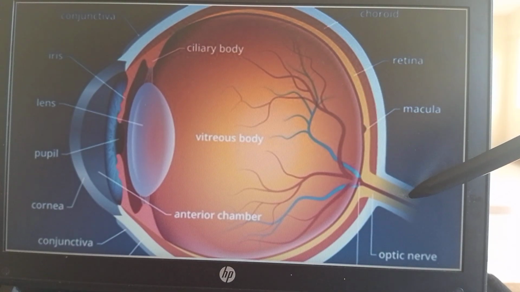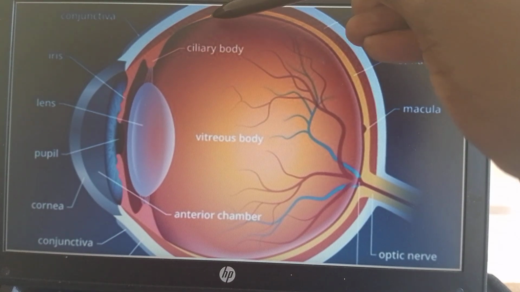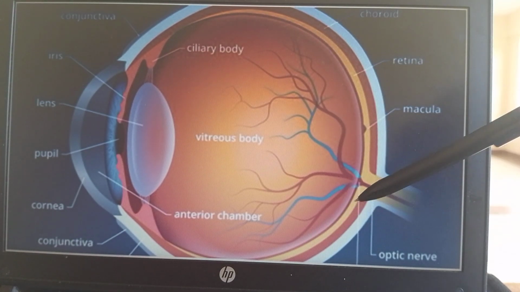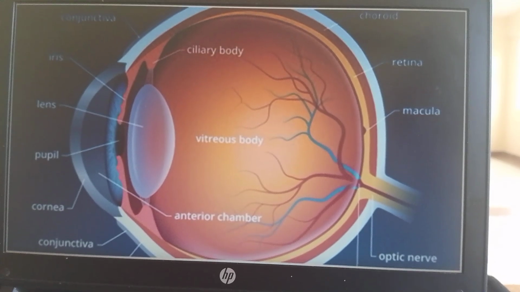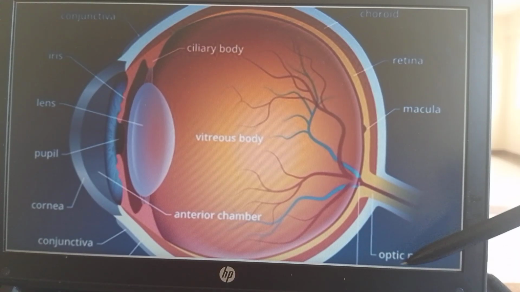What you see in the yellow color is the retina, also known as the neural layer of the eye. It's the layer that contains photoreceptors. Function of photoreceptors is to transduce light signals into electrical signals that are then picked by the optic nerve and transmitted to the brain for visualization.